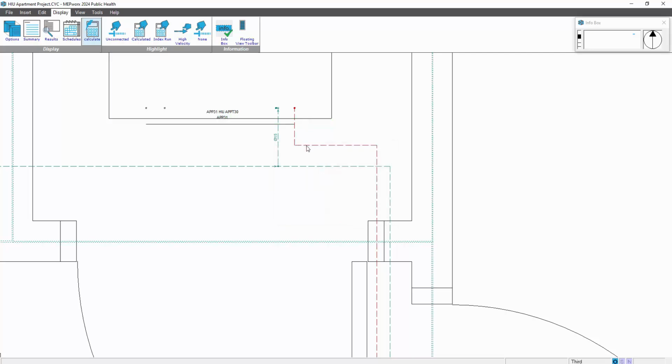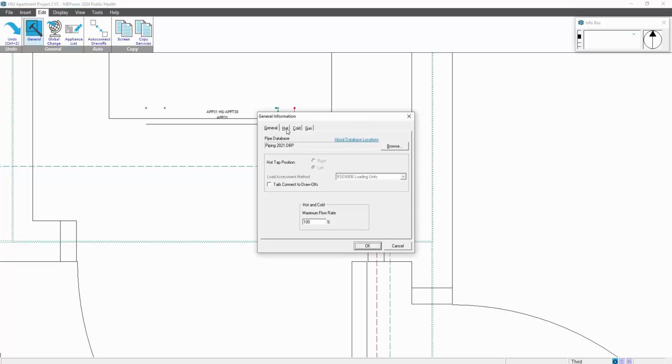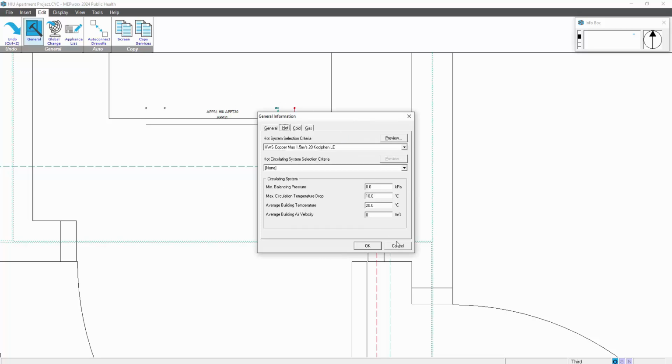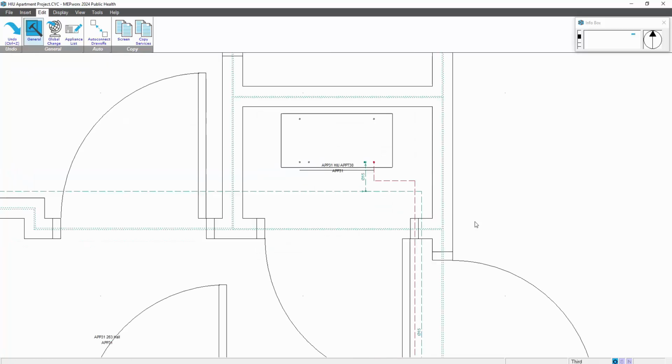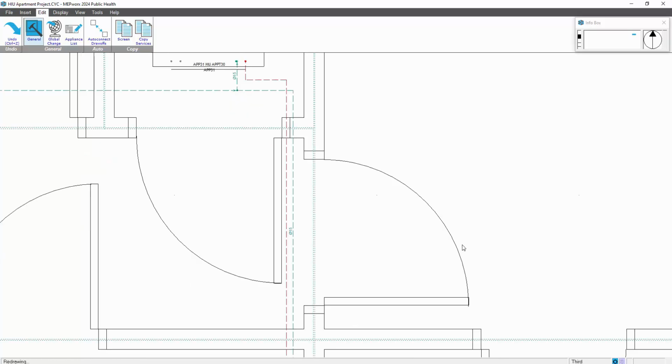So the hot water feed basically is the pipe type is basically determined from the general information for the hot system. So these pipe selection rules relate to the hot and cold water services on the output from the heat interface unit.